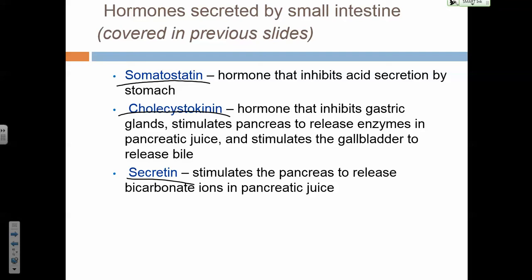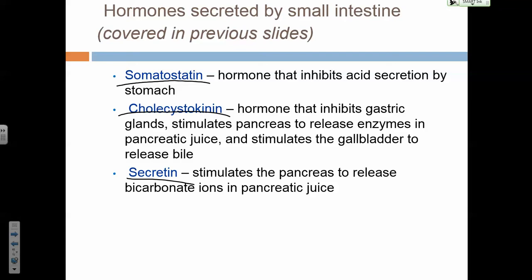Gastrin is not on here. I should add it, because these are some hormones that are secreted by the small intestine, and gastrin is actually produced at the stomach. But if you wanted to add a fourth hormone, because you're learning about 4 hormones, you could add gastrin to this. Just know it's not made at the small intestine, it's made at the stomach. And it increases stomach activity. But somatostatin, we already talked about, that slows down secretion at the stomach.